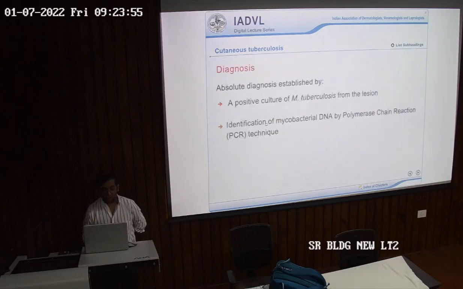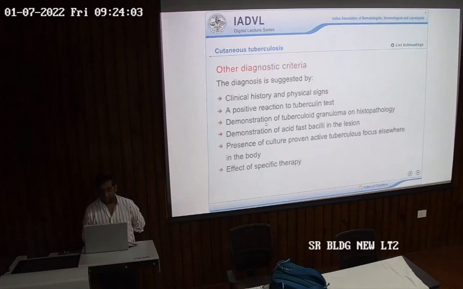Diagnosis: absolute diagnosis is established by a positive culture of M. tuberculosis from the lesion, and identification of mycobacterial DNA by polymerase chain reaction. Other diagnostic criteria are suggested by clinical history and physical signs, positive reaction to tuberculin test, demonstration of tubercle granuloma on histopathology, demonstration of acid-fast bacilli, presence of culture-proven active tuberculosis focus elsewhere in the body, and effect of specific therapy.